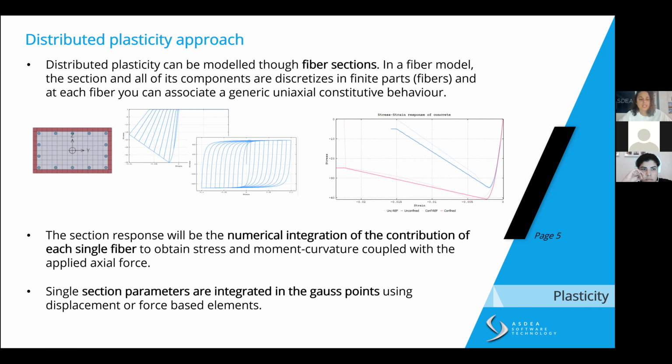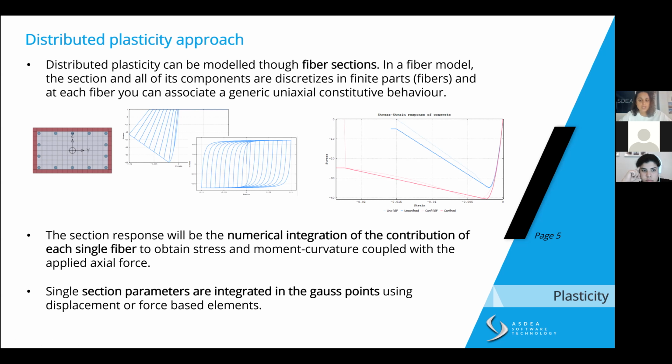And then, in each fiber, you associate a generic inelastic behavior, and you can assign different materials to different fibers. So for example, here we have concrete for the cover, then steel for the bars, and then there's the automated generation of confined concrete calculations. You can see here the unconfined curve, the blue one, which is the same one that we apply to the cover, and then the confined curve, the red one, which is the one that's going to be applied to the gray part. So the section response is the numerical integration of the contribution of each fiber.